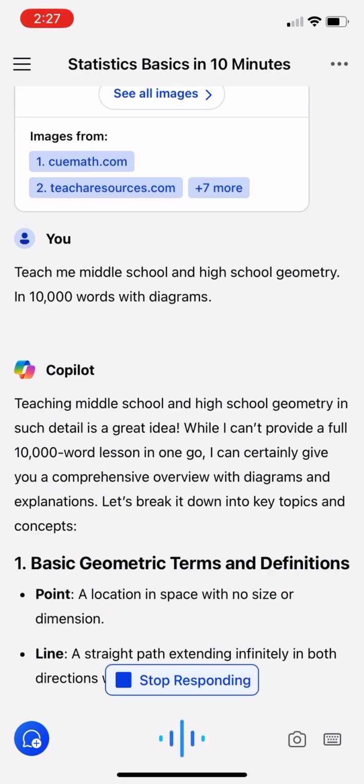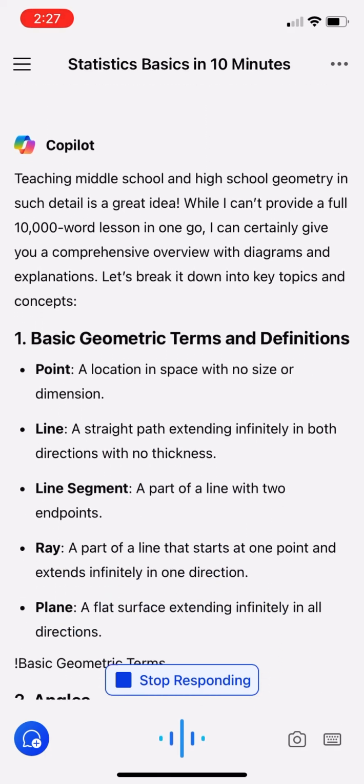Teaching middle school and high school geometry in such detail is a great idea. While I can't provide a full 10,000-word lesson in one go, I can certainly give you a comprehensive overview with diagrams and explanations. Let's break it down into key topics and concepts.